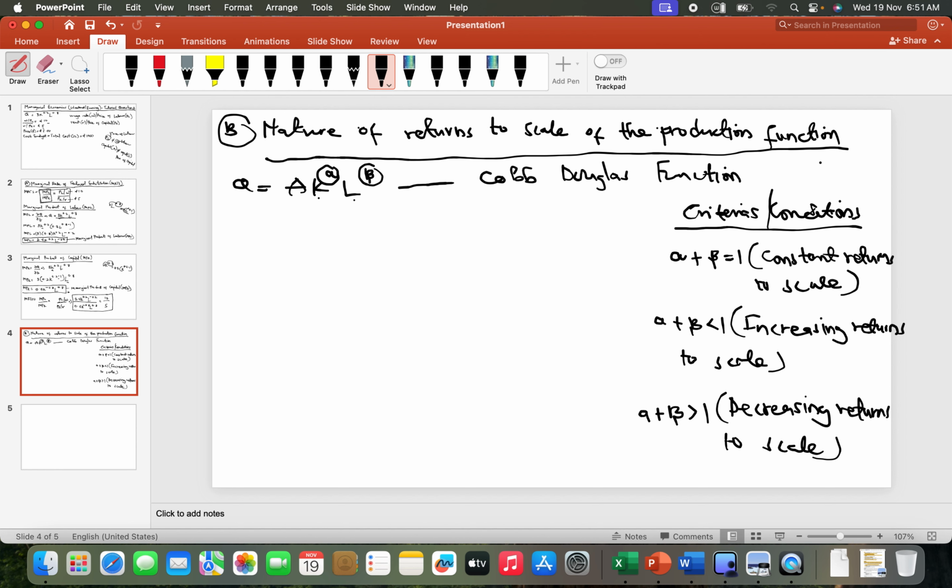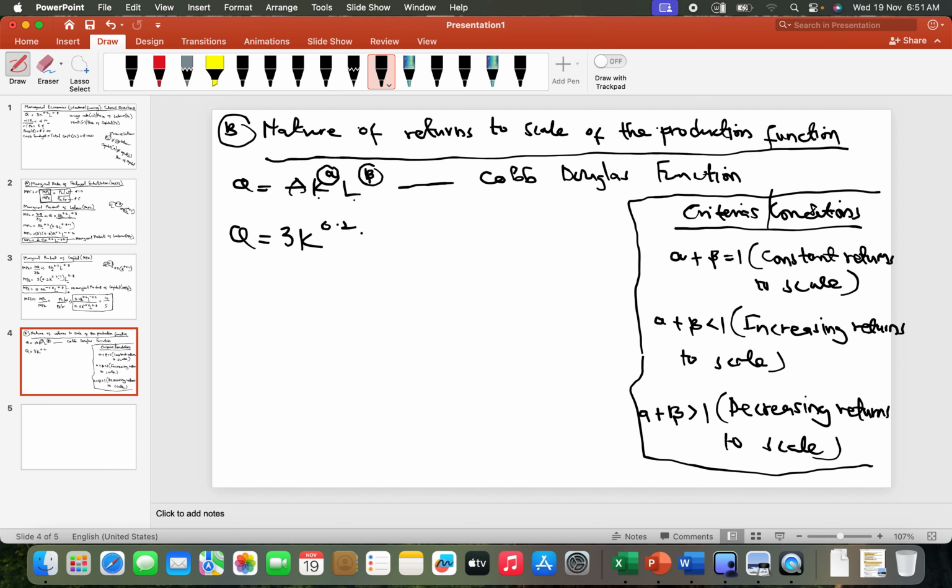So these are the criteria or the assumptions underlining the Cobb-Douglas function. So let's move back to our question. With our question, we're given Q is equal to 3K exponent 0.2, then I have labor exponent 0.8. To determine the nature of the returns to scale, it depends on the alpha and the beta. So here lies the case. This number is our alpha. This number here is our beta. So let's add it per the criteria we have here.